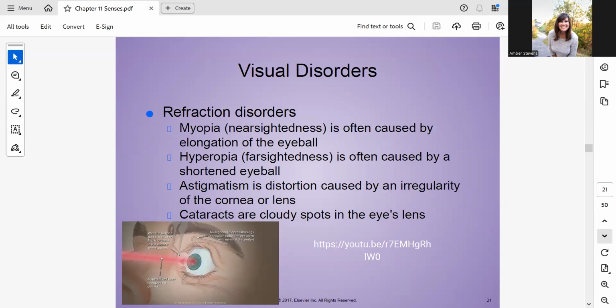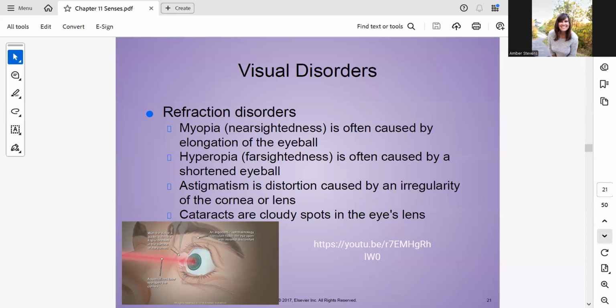All right, so here are examples of refraction disorders. So myopia is also called nearsightedness. A person who has myopia can clearly see objects up close, like text in a book, but they would struggle to see distant objects, such as road signs while they're driving. The cause is the elongation of the eyeball. It causes the light to focus in front of the retina instead of directly onto it.